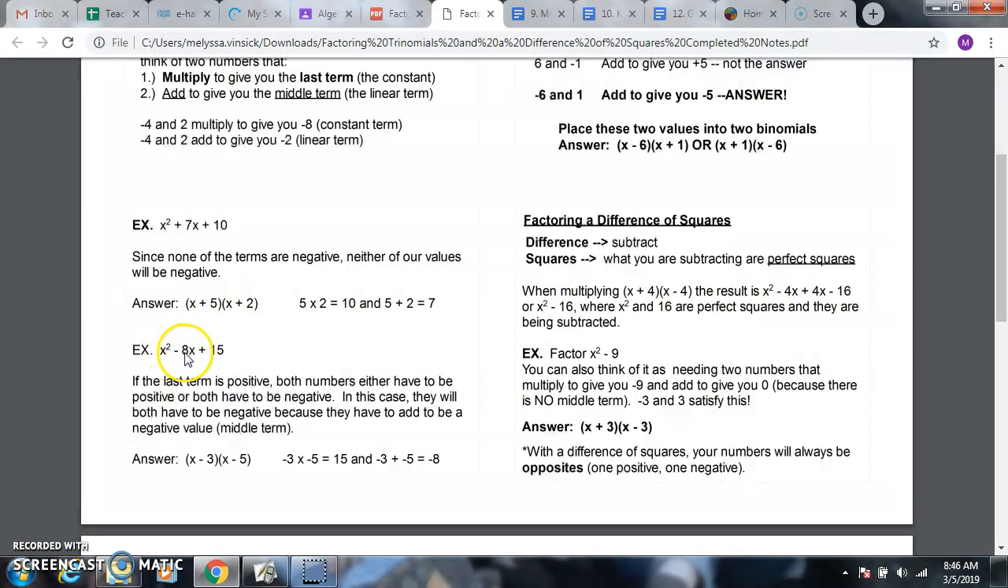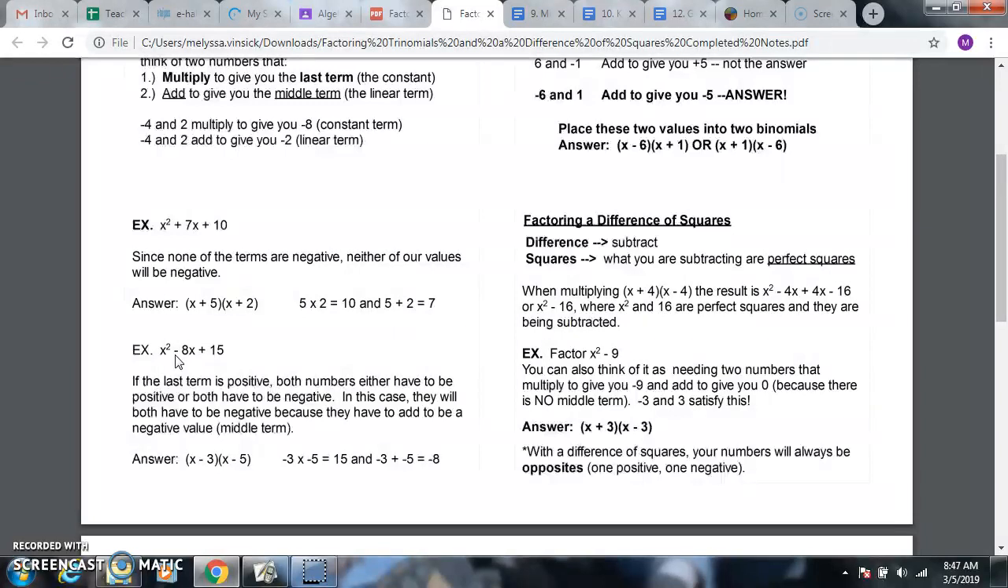In this example, x squared minus 8x plus 15. If the last term is positive, which we have here, I have a positive 15, both of your numbers either have to be positive or both have to be negative. In this case, if this last one is a positive, your signs have to match this middle term. So because this is positive, my signs are going to have to match this middle term, which is negative. So both of my numbers have to be negative. Okay, they'll match that middle sign.